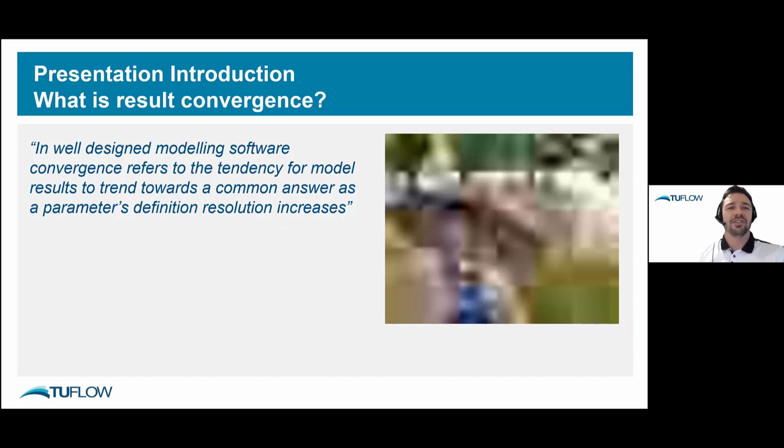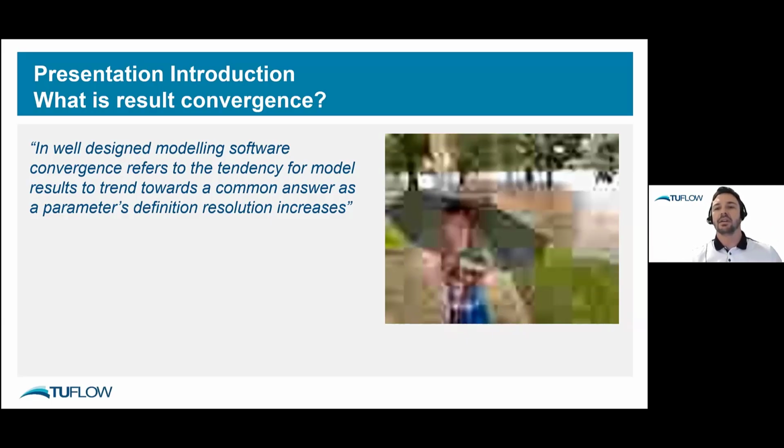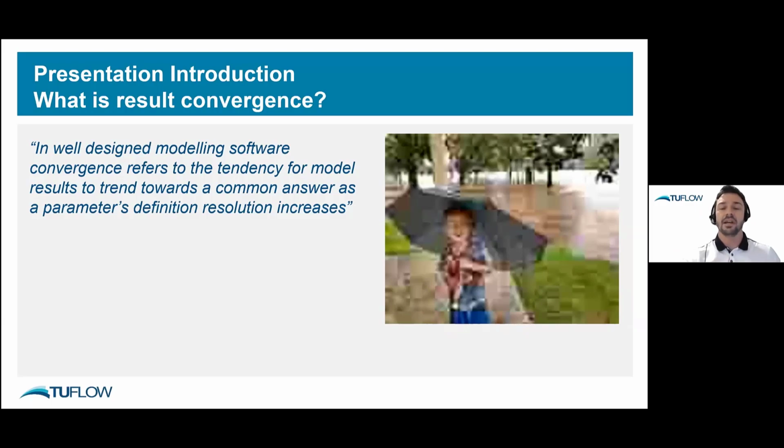What is result convergence? In well-designed modeling software, convergence refers to the tendency for model results to trend towards a common answer as a parameter's definition resolution increases. So if we look at the image on the right there, who knows what that is? That's quite coarse resolution. We don't know what the answer is or what it's trying to represent. I double the resolution. You can see if you squint, you might actually be able to work out what that is. Half the resolution again, it's coming into clarity a bit further.